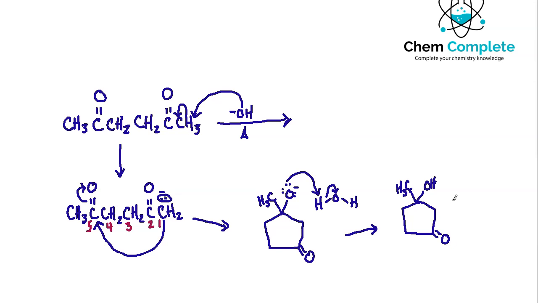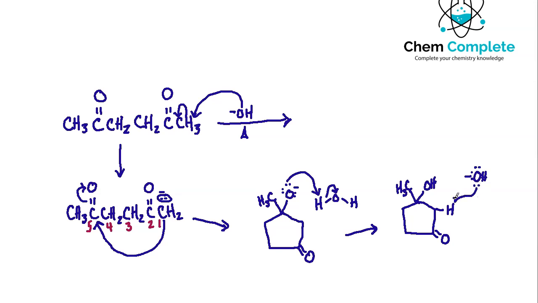At this point, I'm going to explicitly draw one of the 2 hydrogens on this CH2 because I'm going to need it for the dehydration. So this hydroxide, which I just regenerated from the water in the previous step, can come down.